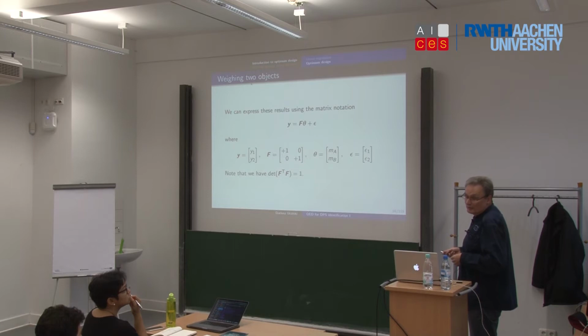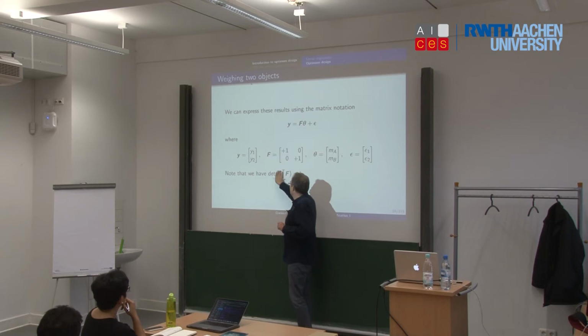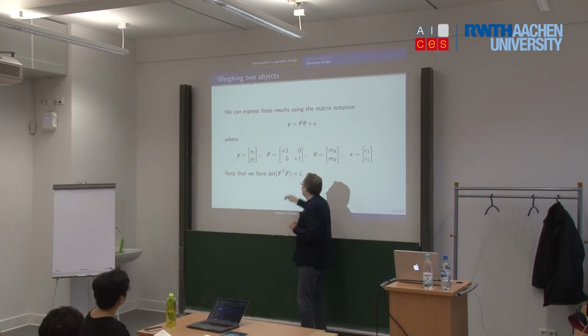Now, I can compute here the determinant of the transposed matrix capital F times the matrix capital F. For the moment, it is not clear why to compute this quantity, but let's compute it. In a while, I will explain why we do it. The determinant in this case is 1. So let's change the strategy.